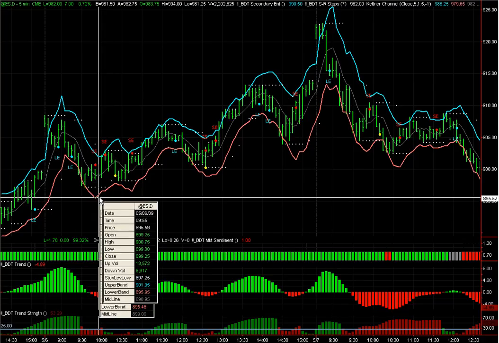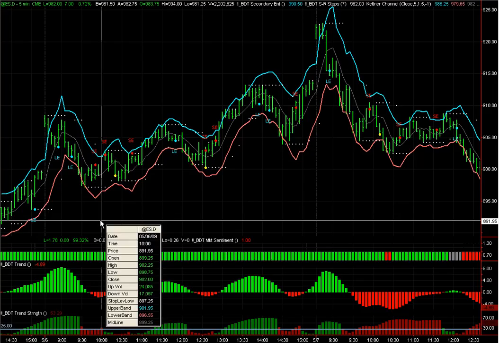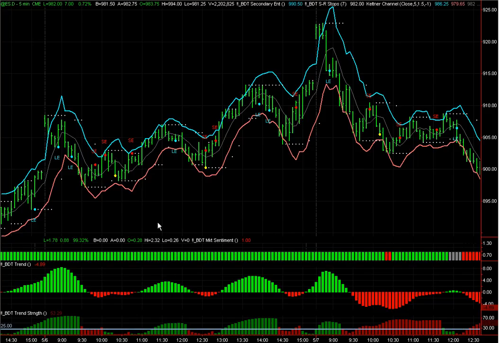We expect to see some price variation, and as soon as I see this conflicting signal, I'll set the profit target at the upper band. And it does cross the upper band here at 902, so that would have been a good trade. Not a very long one, but it would have been a good trade.